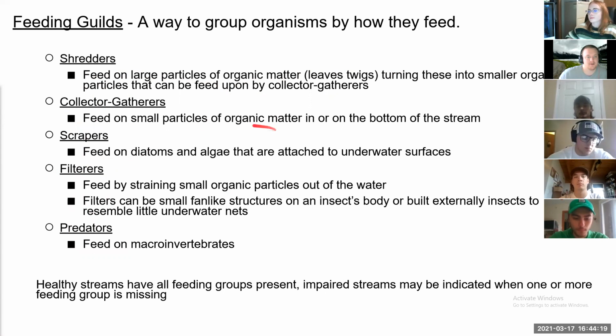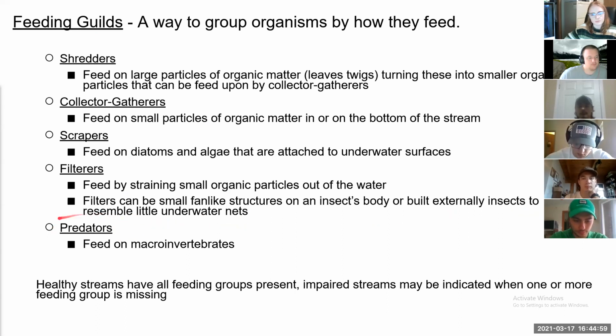Your collector gatherers feed on those smaller organic particles on the bottom of the stream. Your scrapers feed on diatoms or algae attached to surfaces, such as rocks or logs. Your filterers, again further downstream, feed on really small organic particles in the water column. They might have a fan-like structure on their body if they're an insect, or they might build a sort of net to capture these organic particles out of the water.